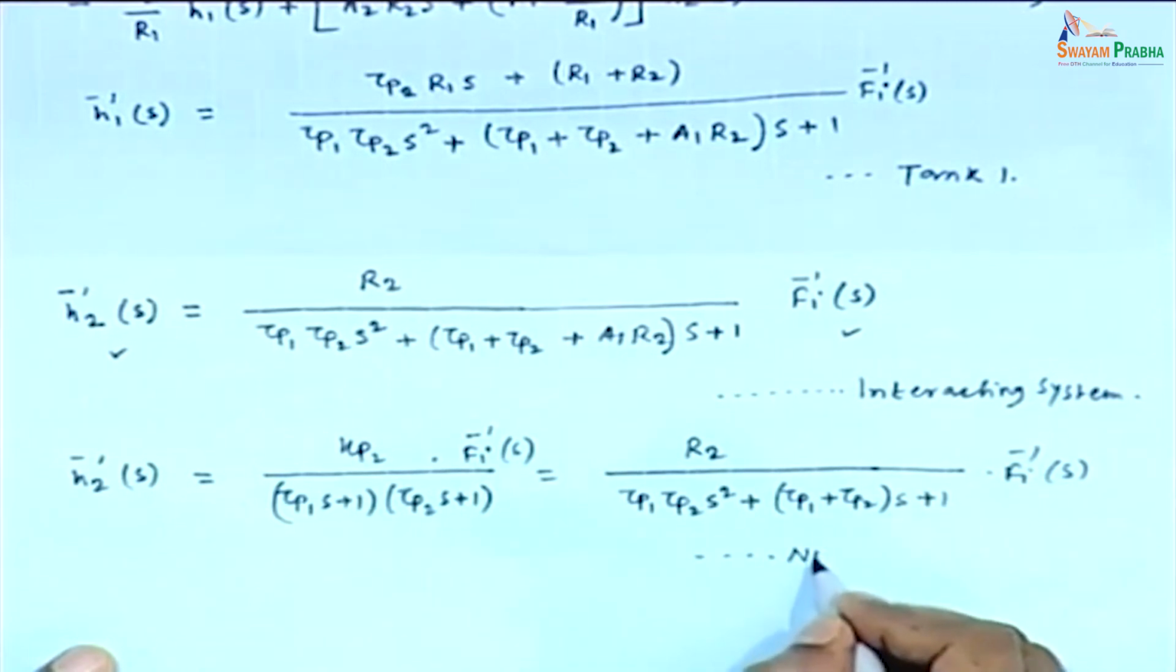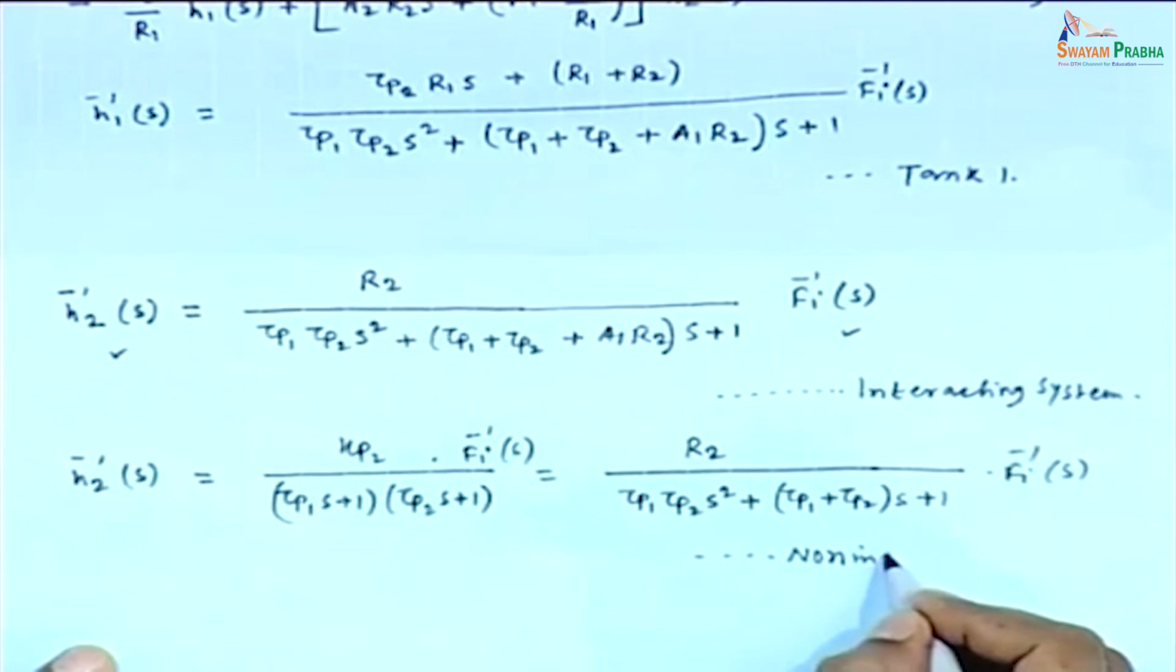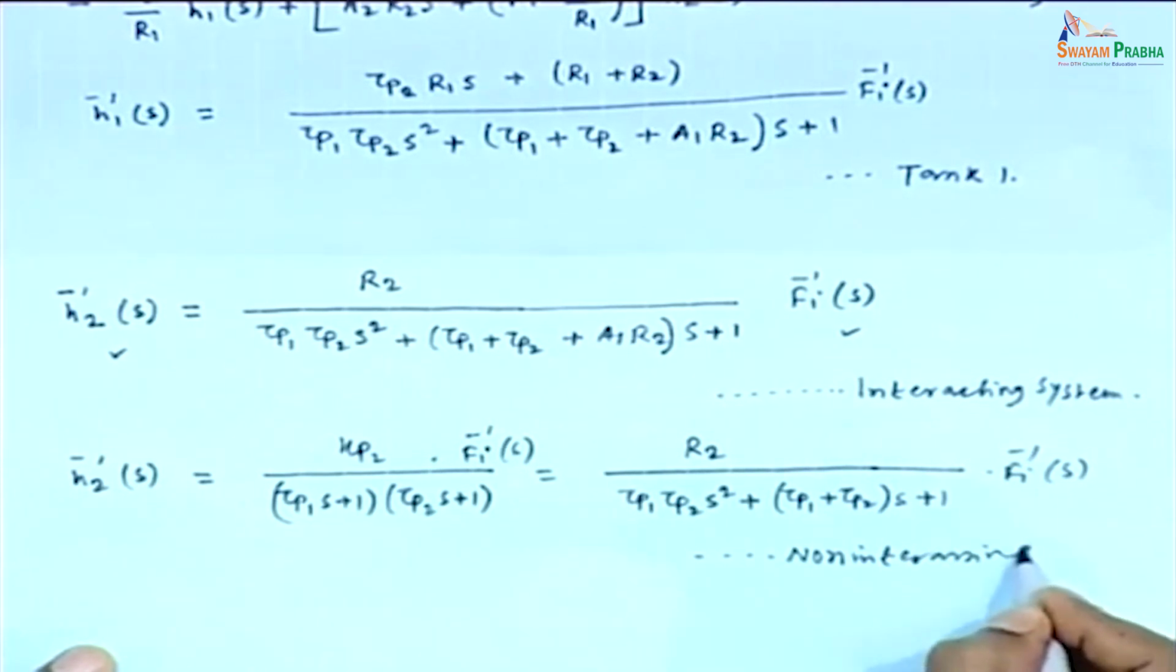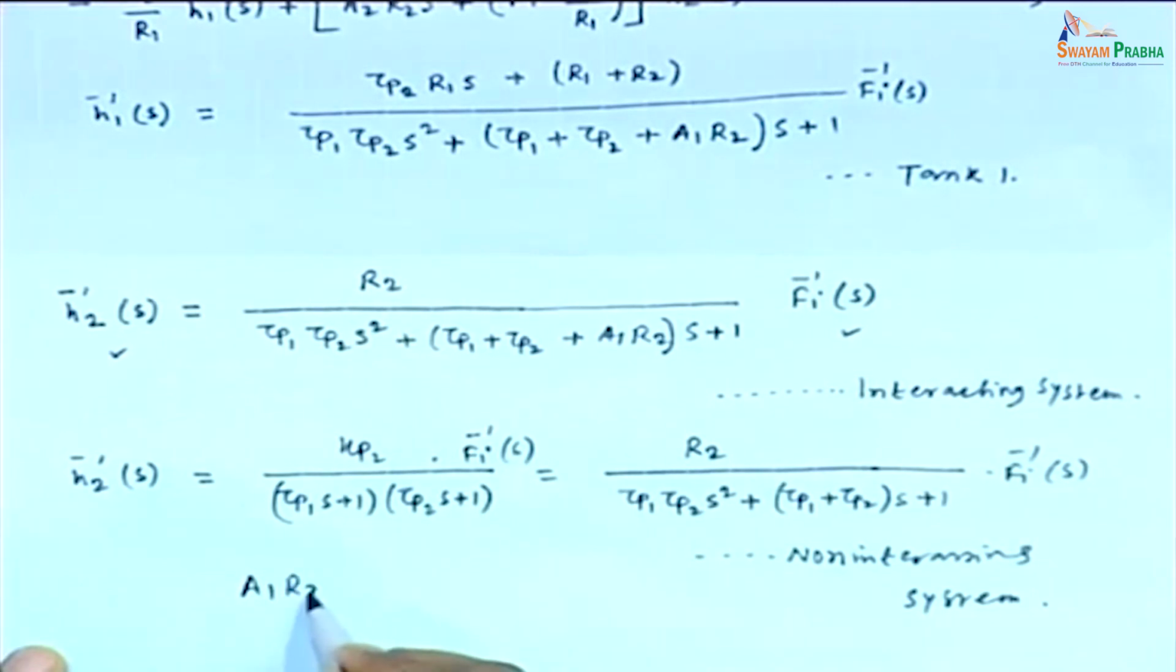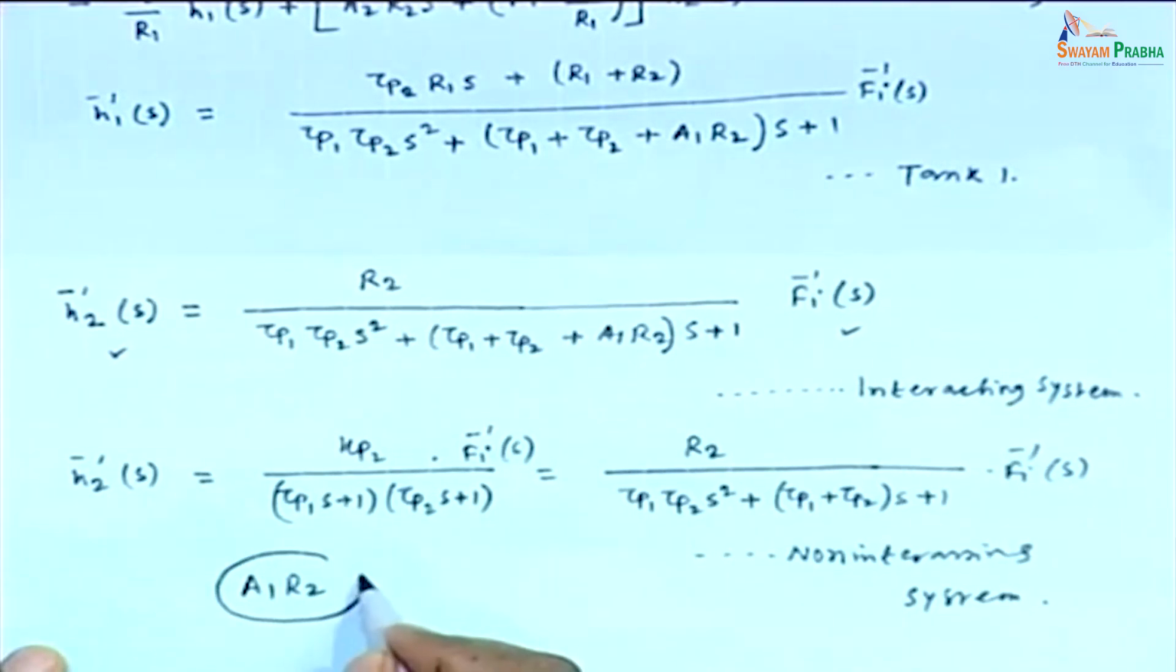This is the overall transfer function for the non-interacting system. Can you compare these two overall transfer functions? If we compare, we see that one extra term is there for the case of the interacting system, that is A1 R2. This is the additional term which is present in the overall transfer function of the interacting tank system.